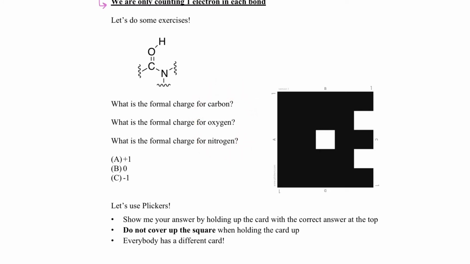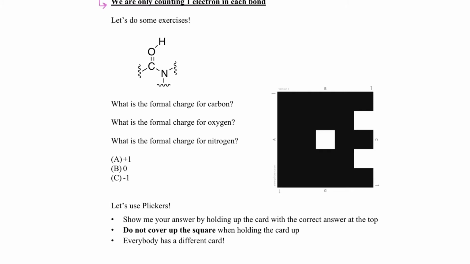Let's first look at the formal charge for carbon. We always want to start with the neutral carbon, which is going to be 4, minus, in this case, let's count the number of electrons directly on the carbon. So that's 4, right? Because you only count 1 electron in that bond. So the formal charge of the carbon is going to be 0, which is B.